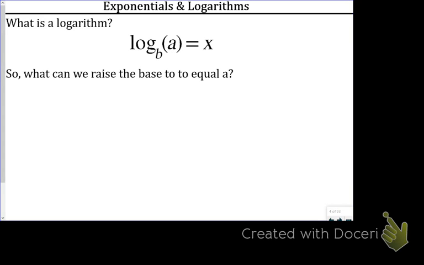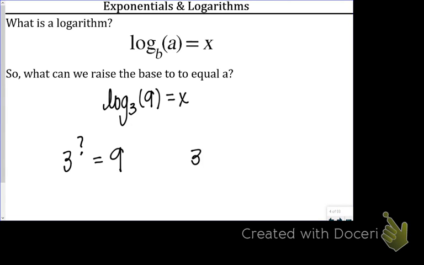So I'm going to write that out. I don't know why I didn't write it out the first time. So if we have log base 3 of 9 equals x, the question is, what can I raise 3 to equal 9? Well, I know that 3 squared equals 9. Therefore, I know x equals 2.